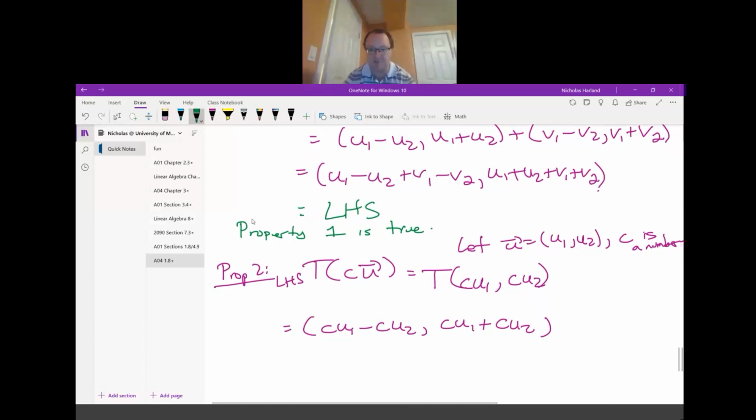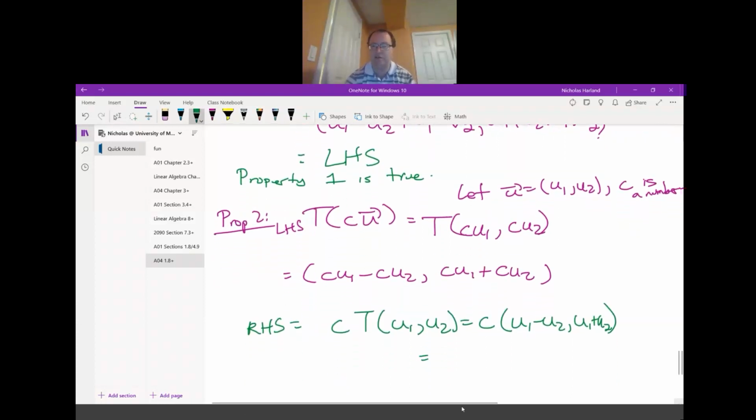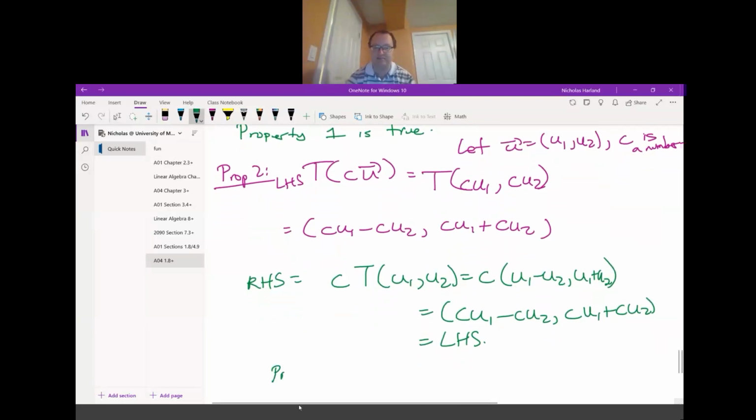You could actually get creative and then algebraically manipulate this to look like the right-hand side, but I'll just stay consistent and look at our right-hand side. c times t of u1, u2, just like we'll have the same t of u as before. So u1 minus u2, u1 plus u2, and that's cu1 minus cu2. Multiplication is distributive, and that equals our left-hand side. So property 2 is satisfied. So t is linear.